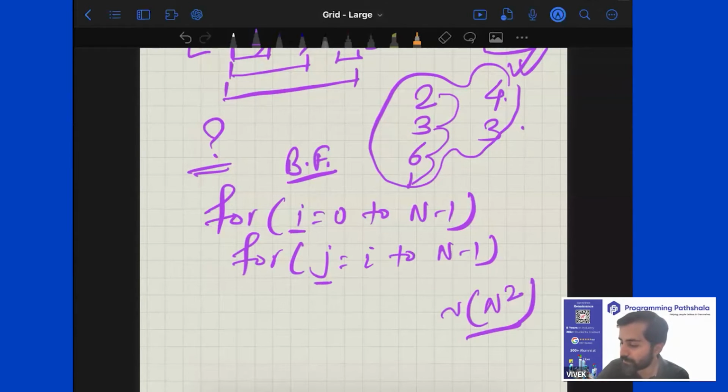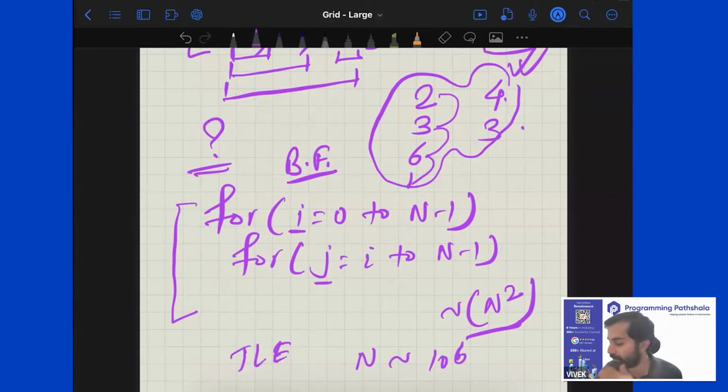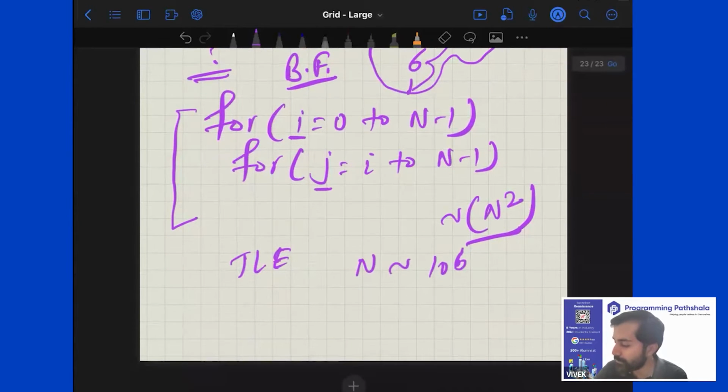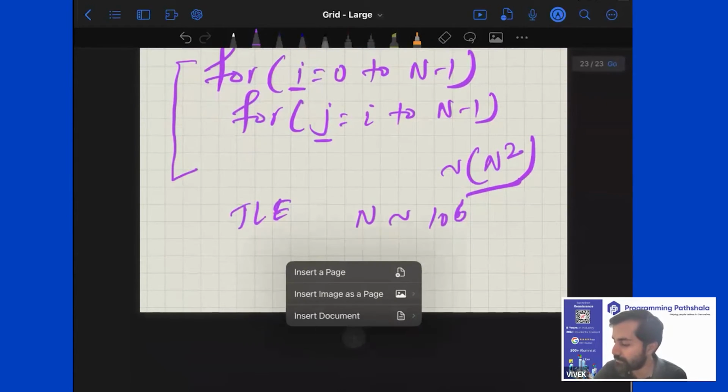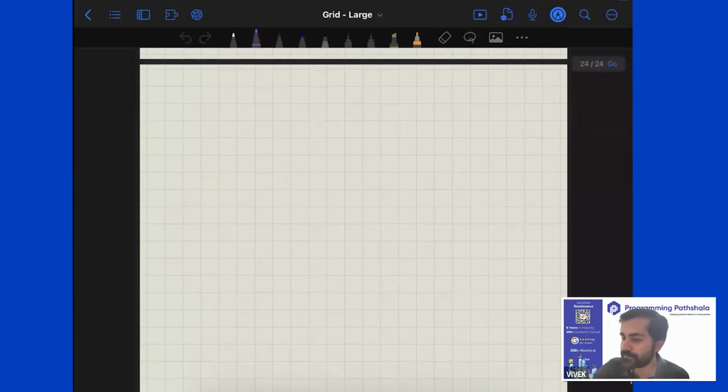Can all of you code this approach? Yeah. Okay. Now this approach will give you a TLE if your n is anything around 10 power 6 or 10 power 5. So can I do something better? That is where the content of today's class will make things feel very interesting.